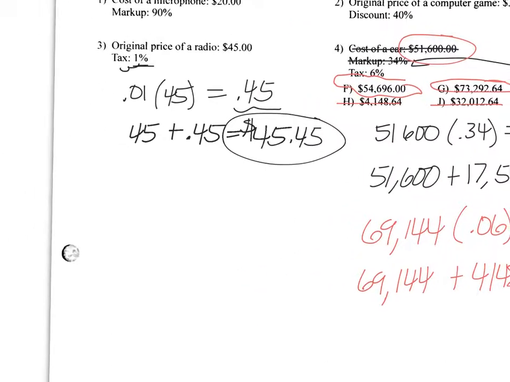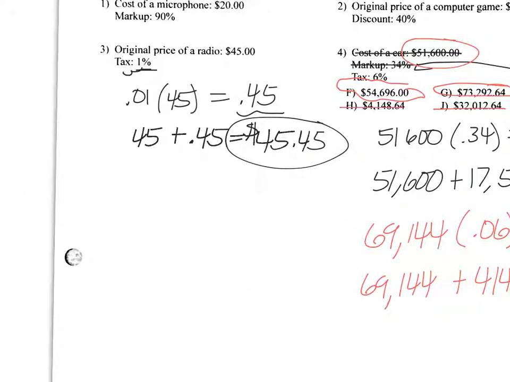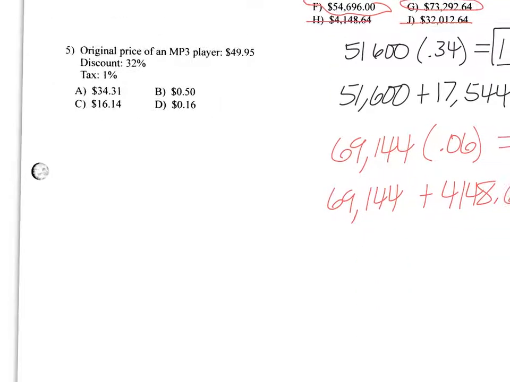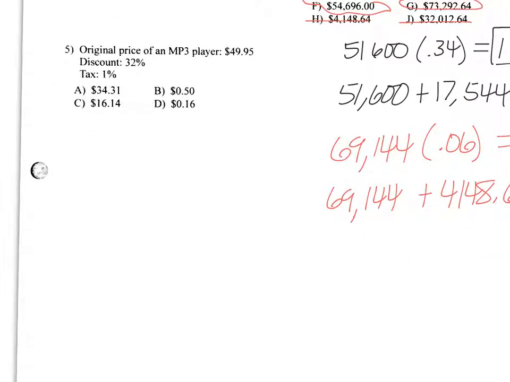Okay, so let's come over here and let's do the last example here. Let's do number 5. So again, something similar. This time, though, we have a discount and tax. We're going to do it the same steps as earlier. So what we're going to do is we are going to take the original, $49.95. We're going to multiply it times the percent discount. So that's 0.32. So 49.95 times 0.32.